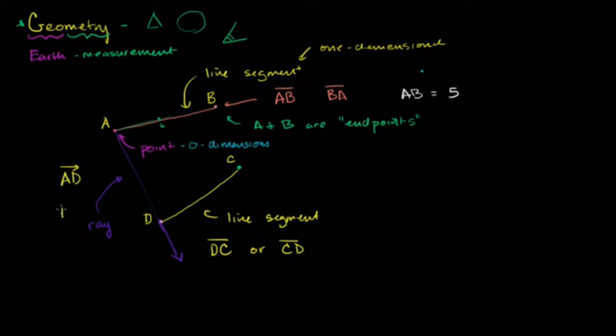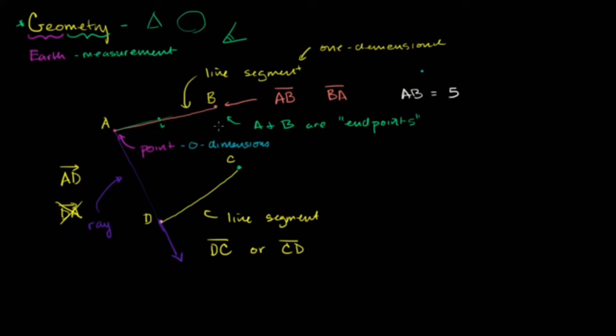If I put DA as a ray, this would mean a different ray. That would mean that we're starting at D, and then we're going past A. So this is not ray DA, this is ray AD. Now the last idea that I'm sure you're thinking about is, well, what if I could keep on going in both directions?